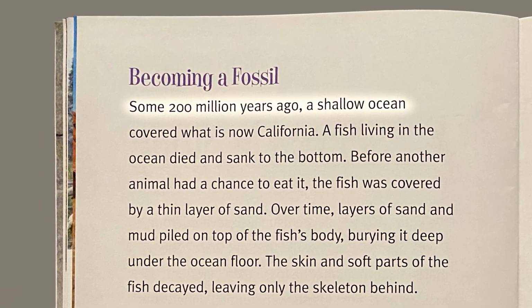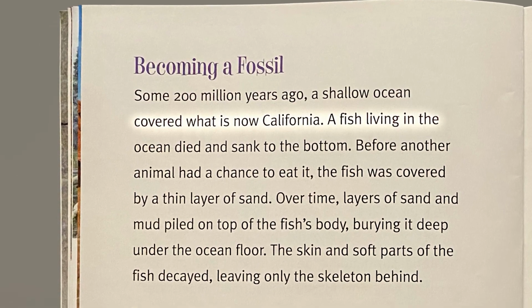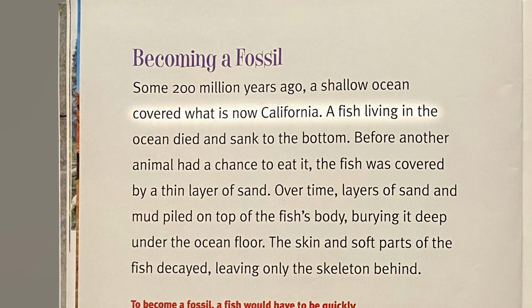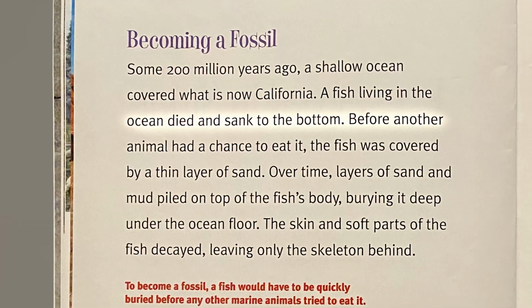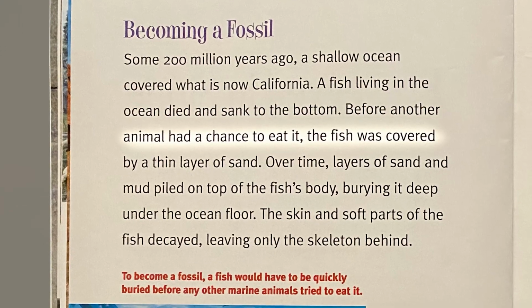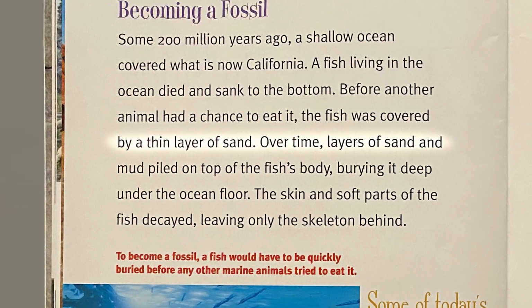Some 200 million years ago, a shallow ocean covered what is now California. A fish living in the ocean died and sank to the bottom. Before another animal had a chance to eat it, the fish was covered by a thin layer of sand.